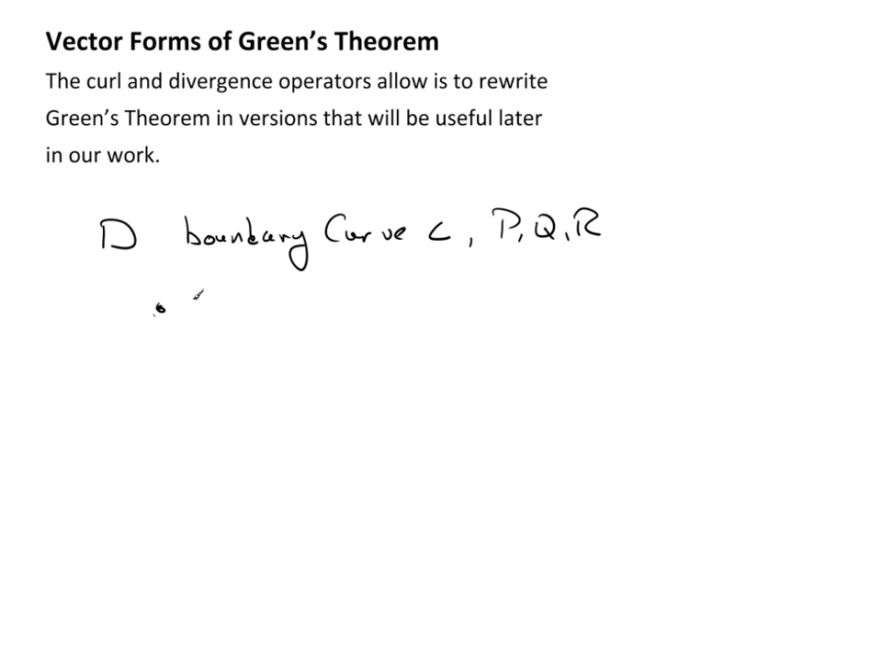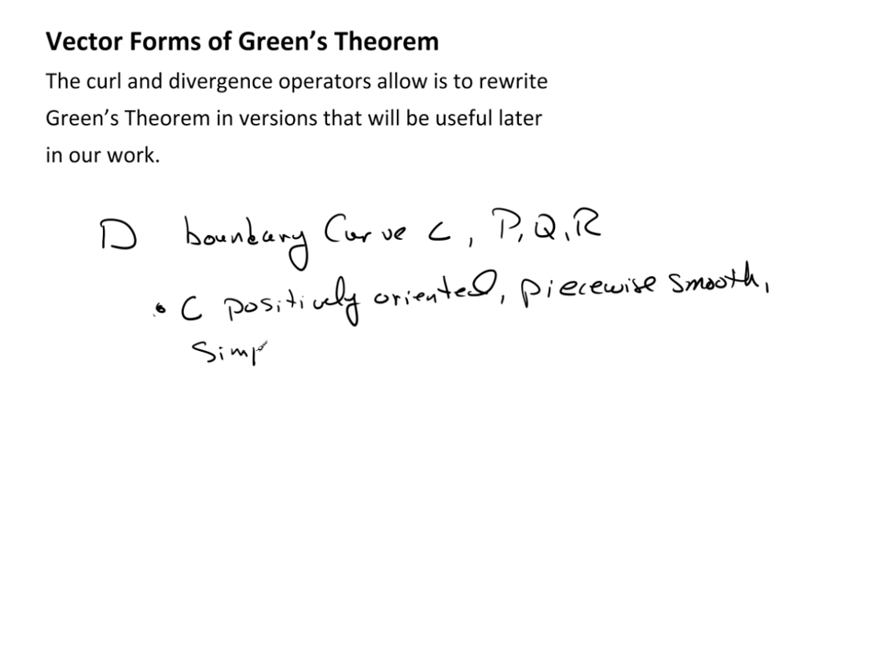So, in other words, what we need is we need curve C to be positively oriented, piecewise smooth, simple closed. I'll go ahead and write those down as reminders. See what else we need. We need the region D to be bound by C. So C is a curve that goes around D.